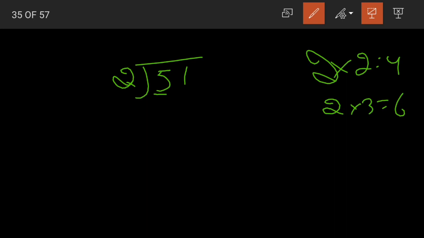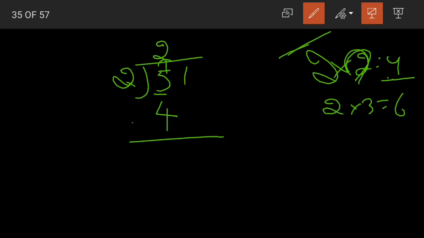Now do we have 5 in the 2 table? No. 5 lies between 4 and 6. So which number should we go with? We should go with the smaller number. 2 2s are 4. So the 2 will be written in the quotient above our 5. Then 4 will be written just below 5.